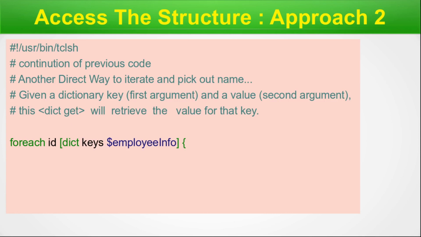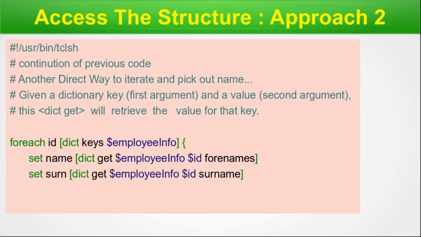We use the dict keys command to access the keys of the dictionary, employee info. Then we write set name, then we use the dict get procedure, and then employee info, then id, then forename. So this way we first access the employee info dictionary, then the id means the next key, and then the next key is written as forenames. And here is the surname. So we get the outcome in two different variables, name and surn, as the forename and the surname, right?